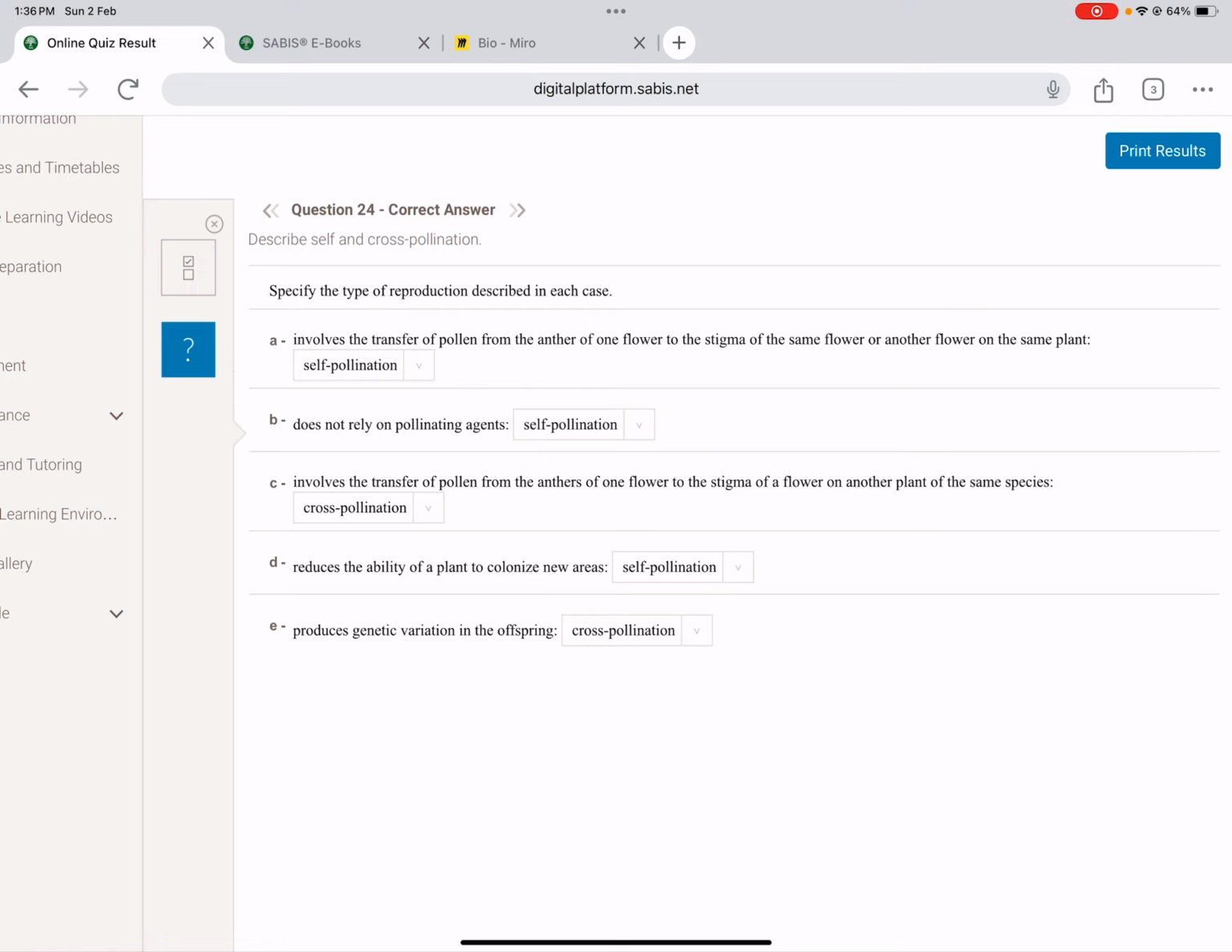Okay, so on the same plant, directly, does not rely on a pollinating agent, will be self-pollination. From one flower to another flower on a different plant, that's why it's cross-pollination. Reduces the variability, it's self-pollination. Produces genetic variation, is cross-pollination.